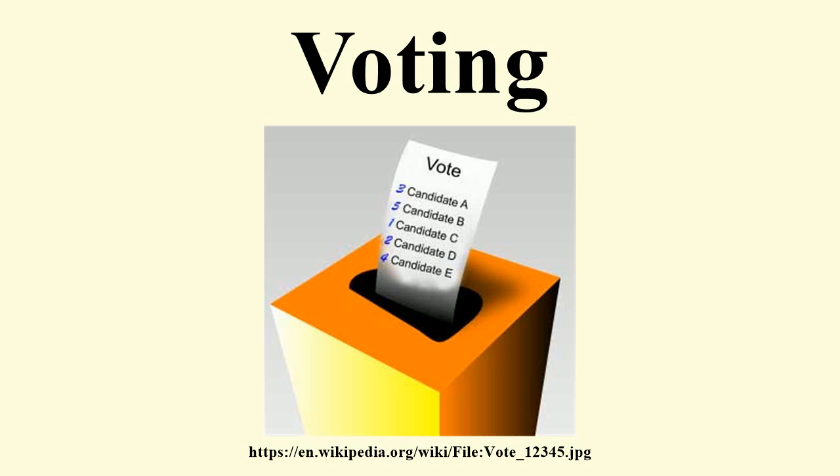A secret ballot has come to be the practice to prevent voters from being intimidated and to protect their political privacy. Voting usually takes place at a polling station. It is voluntary in some countries, compulsory in others, such as Australia.